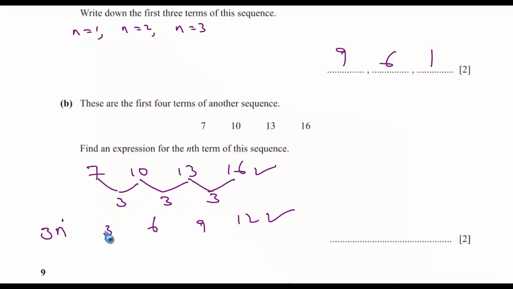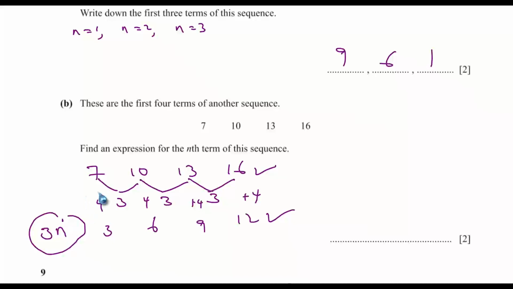You see that in the new sequence, we have 3 and the given sequence is 7. That means we are short of 4. So 10 and 6, we are also short of 4. 13 and 9, we are also short of 4. 16 and 12, we are also short of 4. So that implies that 3n is not the nth term.